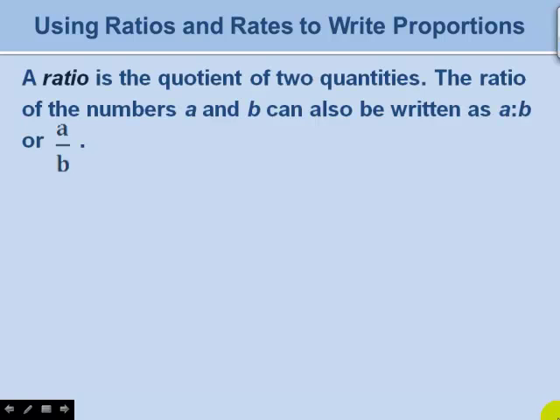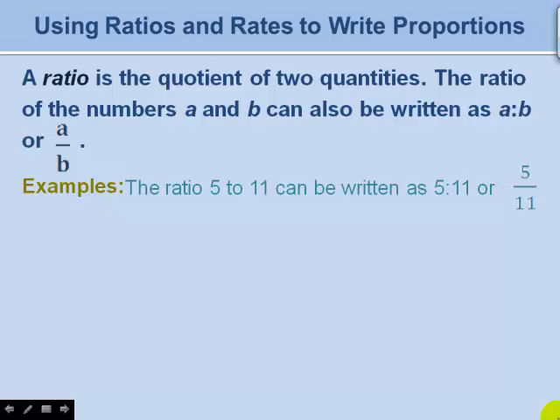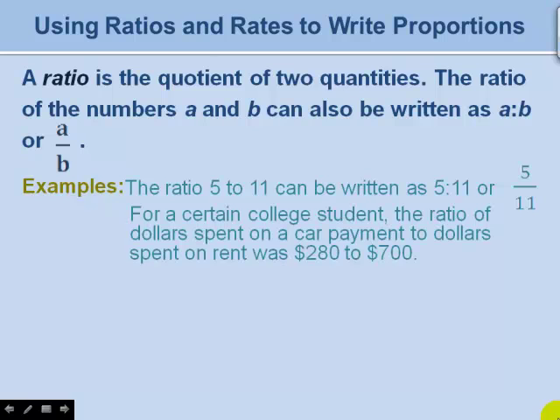A ratio is the quotient of two quantities, and the ratio of the numbers a and b can be written three different ways. It can be written as the ratio of a and b, or as a colon b, or as a over b. For example, if we have the ratio 5 to 11, we could also write that as 5 colon 11 or 5/11.